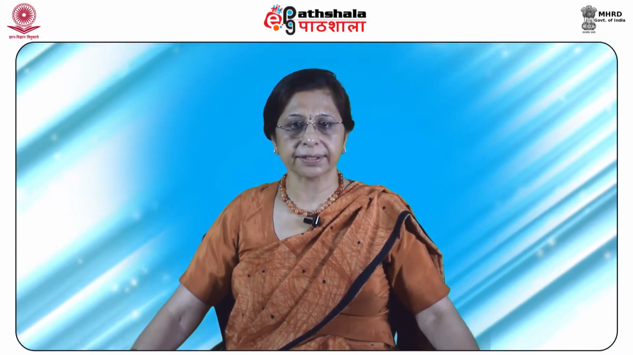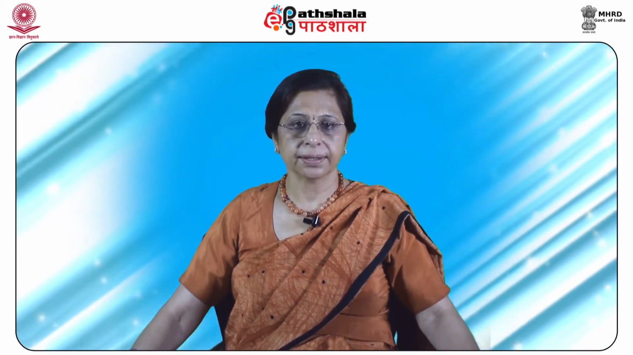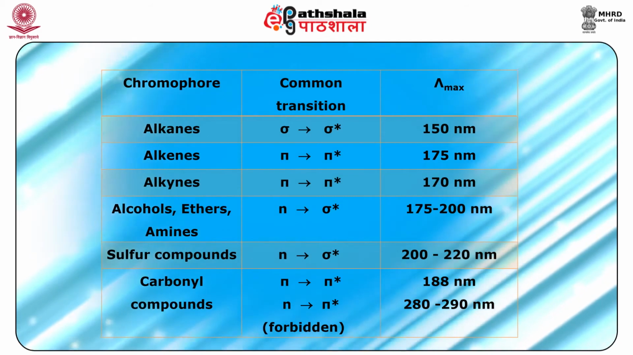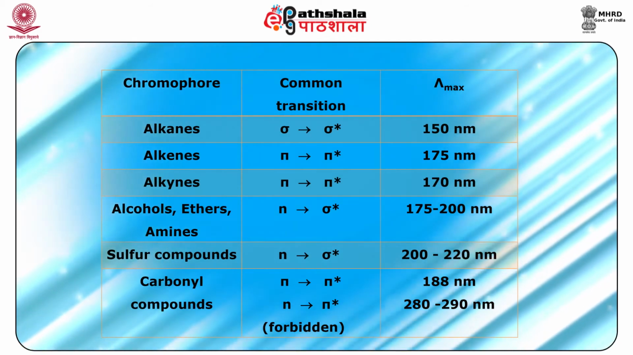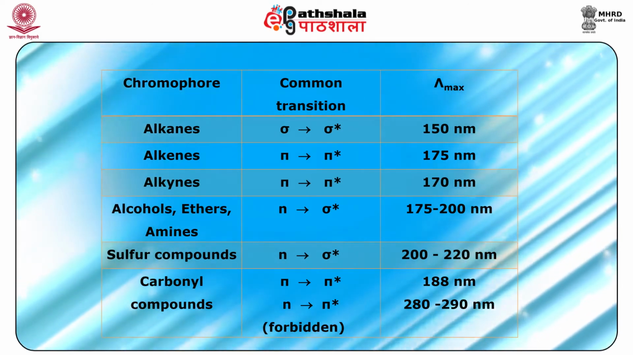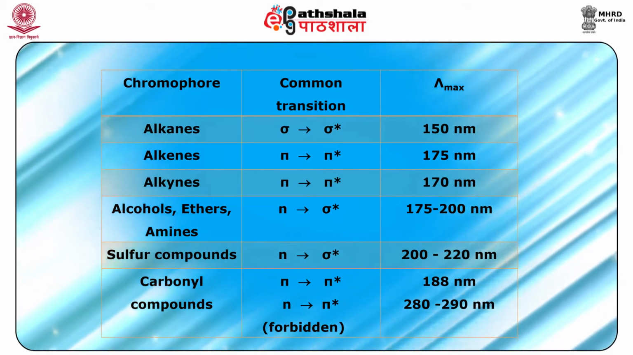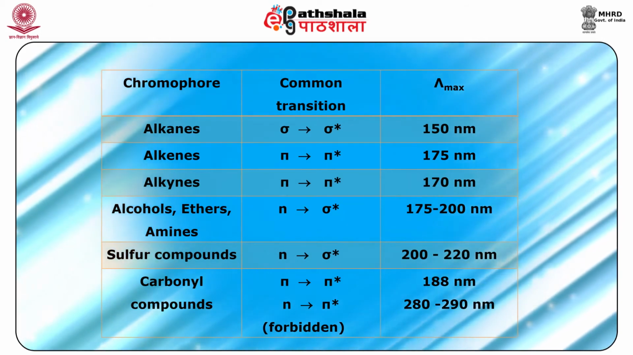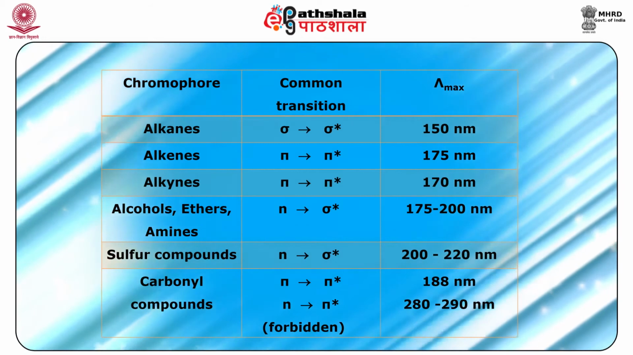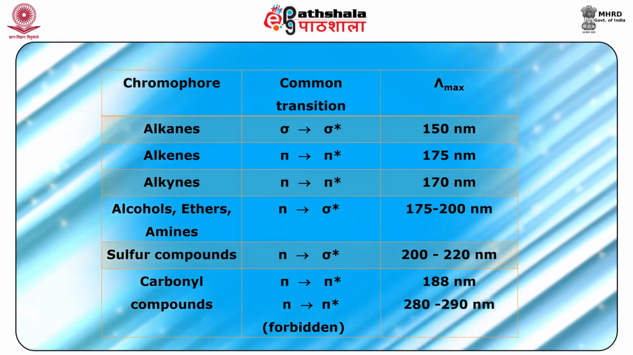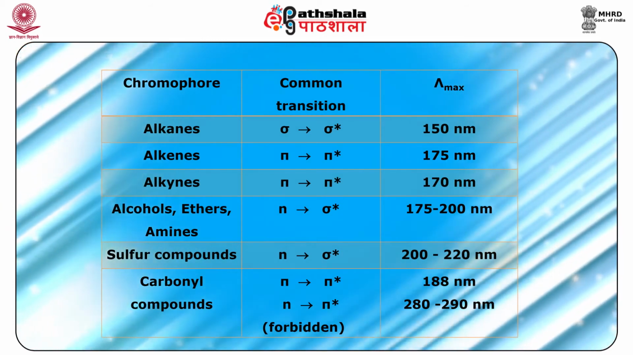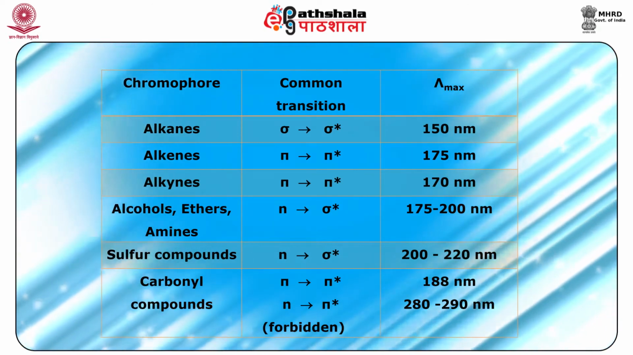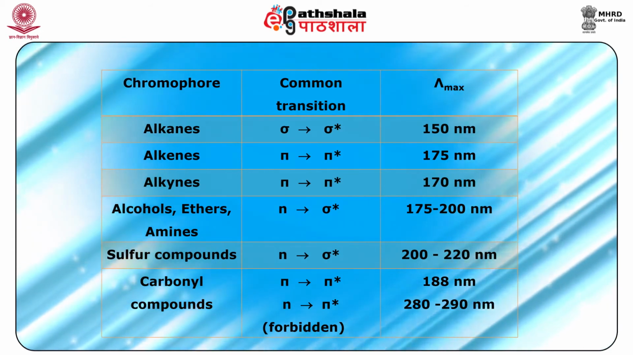The characteristic absorption maximum for various chromophores is summarized. Absorption maximum for simple chromophores: alkanes, sigma to sigma star transition, 150 nanometer; alkenes, pi to pi star transition, 175 nanometer; alkynes, pi to pi star transition, 170 nanometer; alcohols, ethers, amines, n to sigma star transition, 175 to 200 nanometer; sulfur compounds, n to sigma star transitions, 200 to 220 nanometers; carbonyl compounds, pi to pi star transition at 188 nanometer and n to pi star transition, which is symmetry forbidden, occurs at 280 to 290 nanometer.